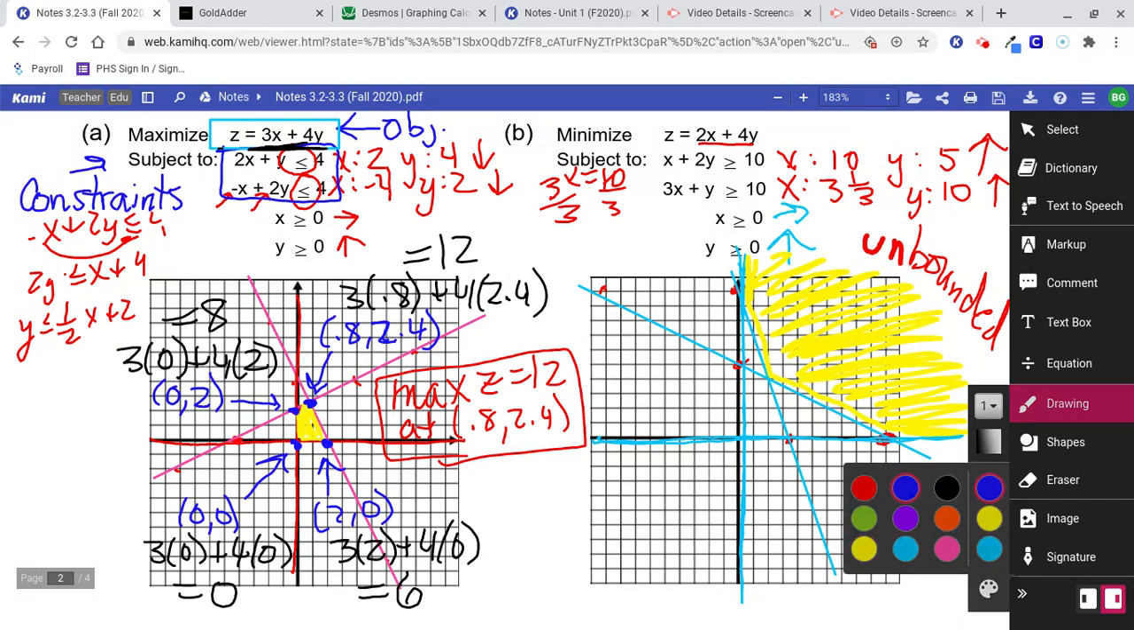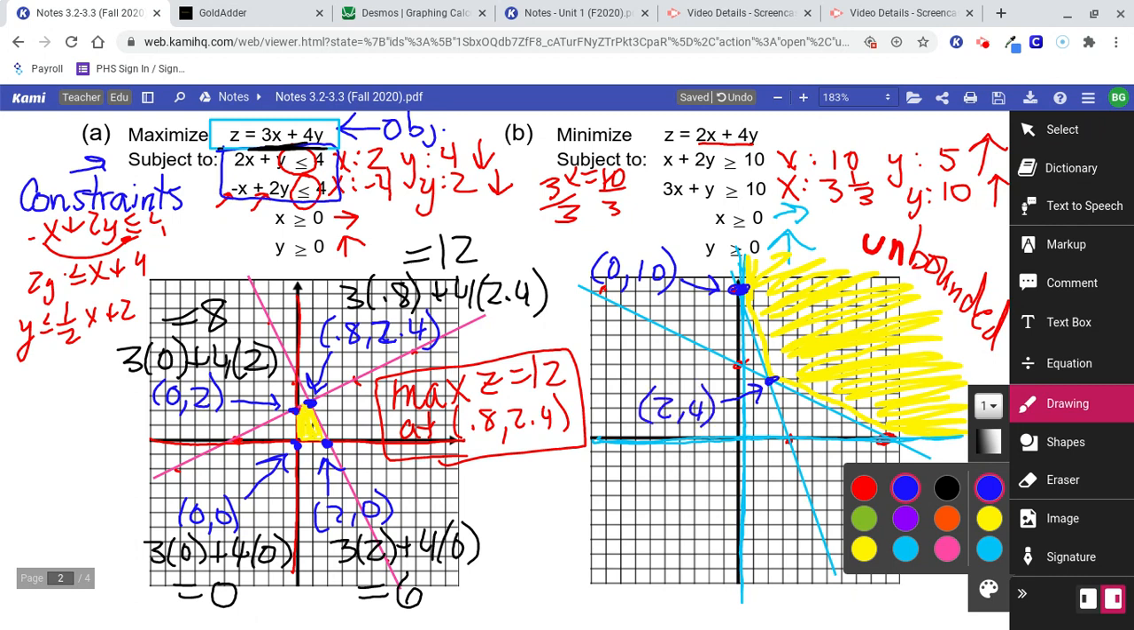So look at your corners. I see a corner point right here at 0, 10. And I see another corner point right here. Does that look like it's right on a tick mark to you? Can you tell? If you can tell, you write it down. If you can't tell, you better go to Desmos. Mine looks like 2, 4.